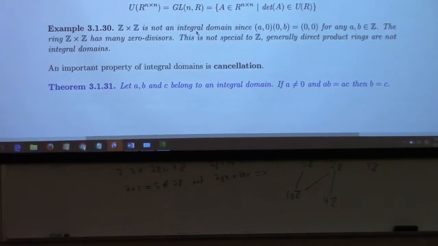So that's the difference. So anyway, here's a theorem that I don't think is written on the board yet, but I think everybody will understand. Let A, B, and C belong to an integral domain, A not equal to 0. If AB equals AC, then B is equal to C. Cancellation. I'm not assuming that A inverse exists here.